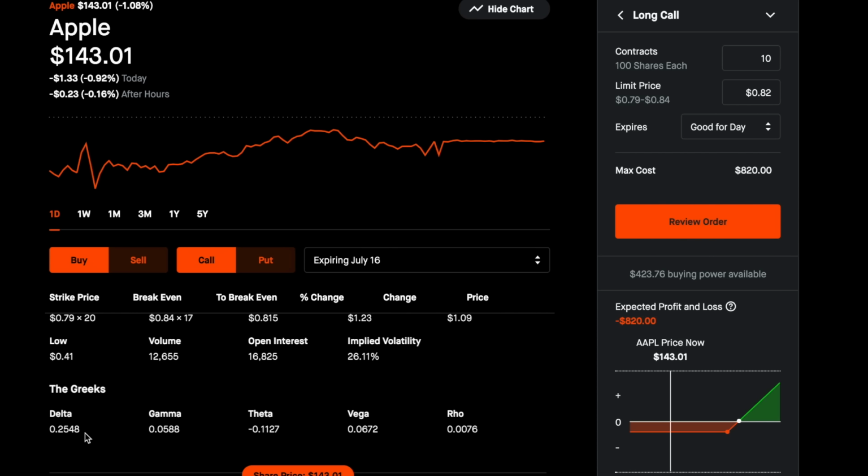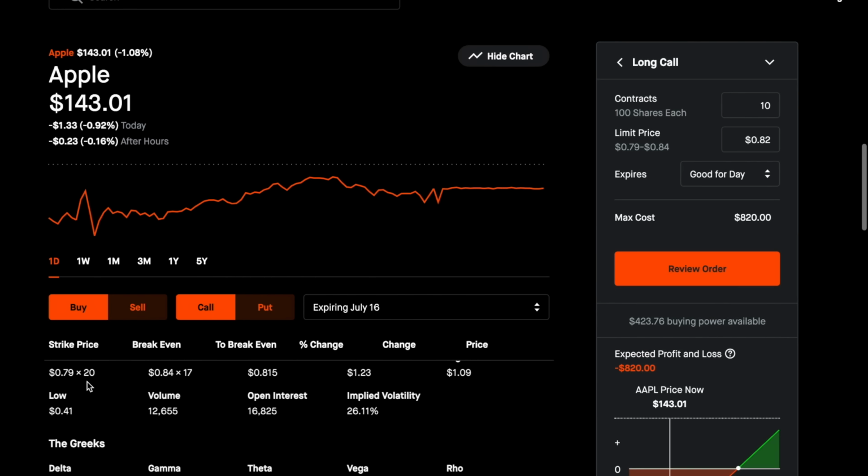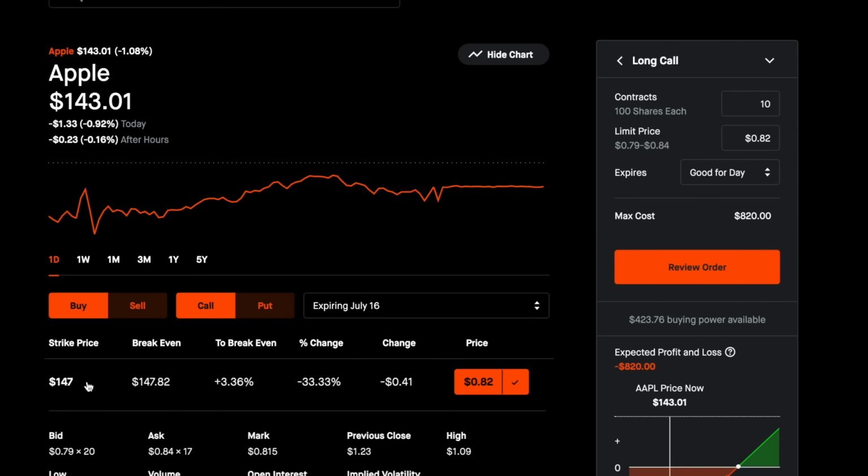Remember, theta is going to be invisible. It's going to take away on its own. You're not going to be able to tell, but it'll be doing what it needs to do. So that is what it would be on this 147 strike price.